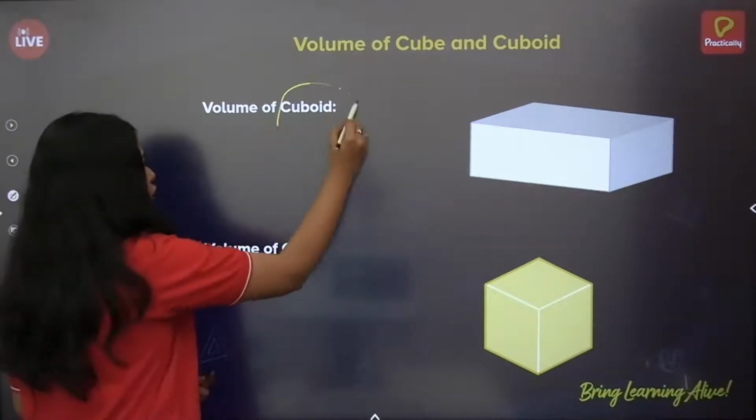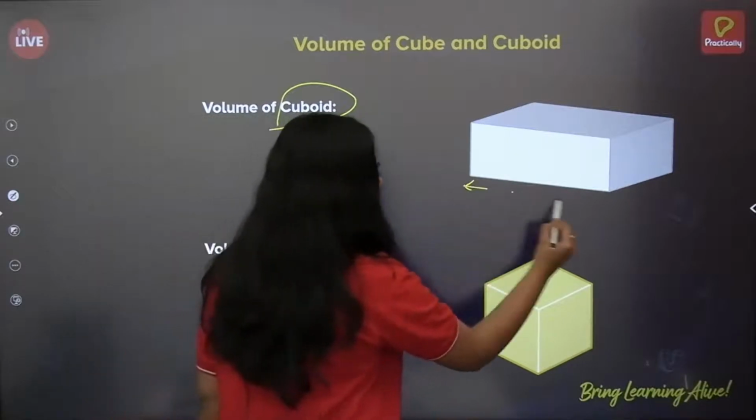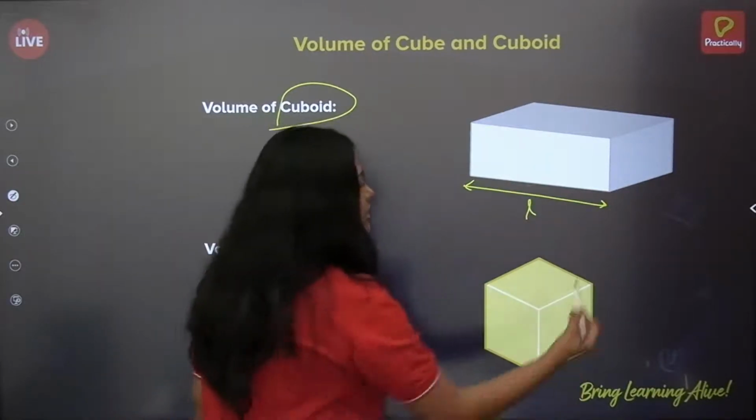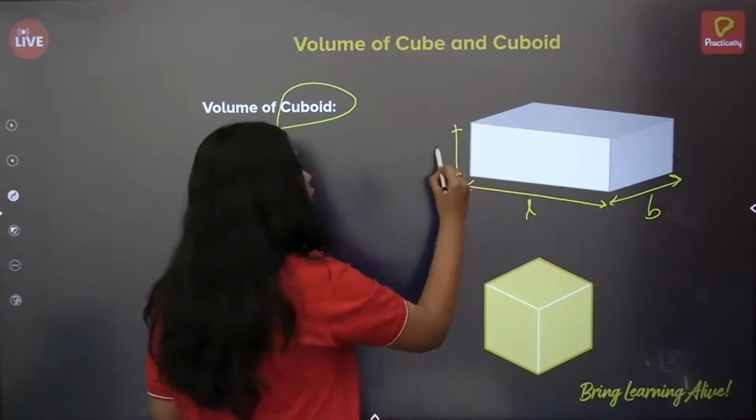Volume of cuboid. Here you can see the cuboid. So this is the length, this is the breadth, this is the height of the cuboid.